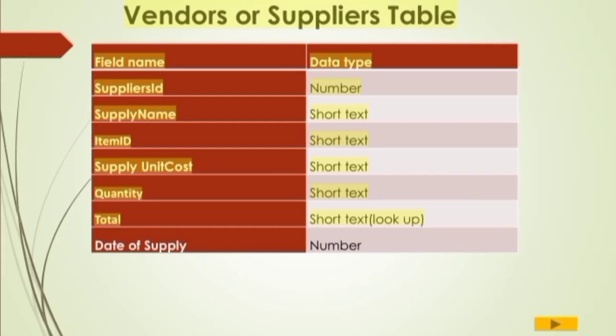Vendors or suppliers table. Field name, data type. Suppliers ID, number. Supply name, short text. Item ID, short text. Supply unit cost, short text. Quantity, short text. Total, short text lookup. Date of supply.